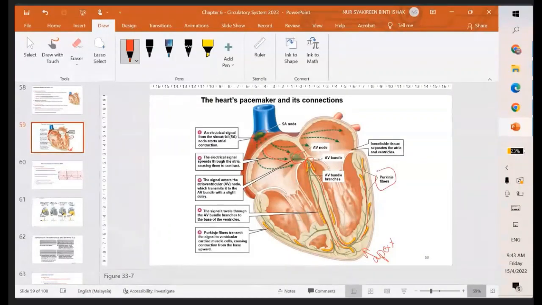So bila ventricle tu contract, dia akan contract daripada mana? Apex upward. Base of the heart upward. Sebab apa? Kenapa dia tak boleh? Lantaklah pergi je lah daripada mana-mana pun dia contract. Macam tu kan. Kenapa tak boleh? Kenapa daripada atrium ni, kenapa dia tak boleh? Okay, pergi je lah dekat Purkinje fibers kat bawah ni. Kenapa nak kena pergi AV node, pergi ke septum pula, and then pergi ke apex, and then baru naik balik? Kenapa?